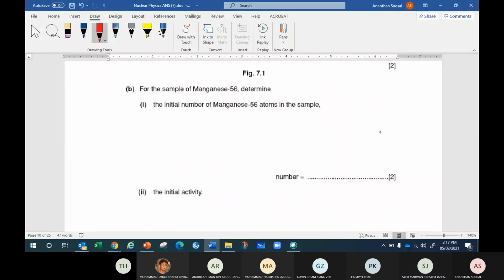For the sample of manganese-56, determine the initial number of manganese-56 atoms in the sample. How many atoms are there in manganese-56? Initial number, what formula? A equals lambda N. I think that's the only way to find the initial number, but if you know the activity... you don't know the activity.